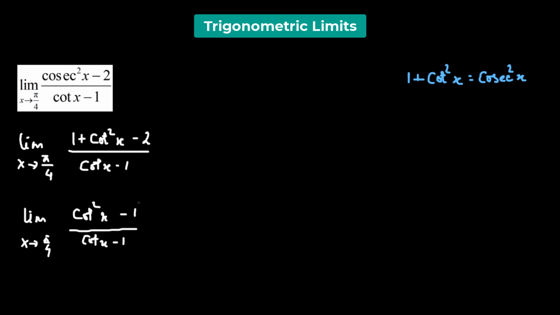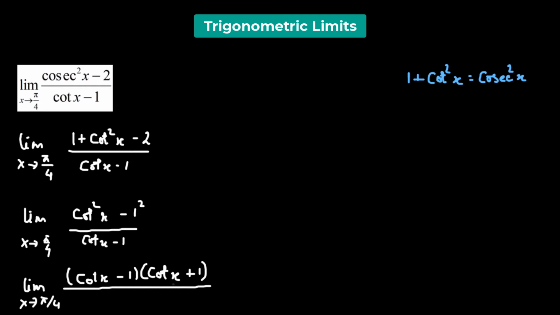Now the 1 in the numerator can also be written as 1 squared, so that we have the identity a squared minus b squared, and that is going to give us the limit as x approaches pi over 4. So we have (cot of x minus 1) multiplied to (cot of x plus 1) divided by cot of x minus 1. Now we can cancel cot of x minus 1 from both the numerator and the denominator, and that is going to leave us with the limit as x tends to pi over 4. So we have cot of x plus 1.